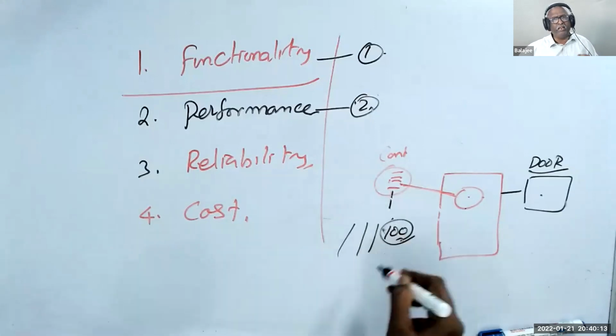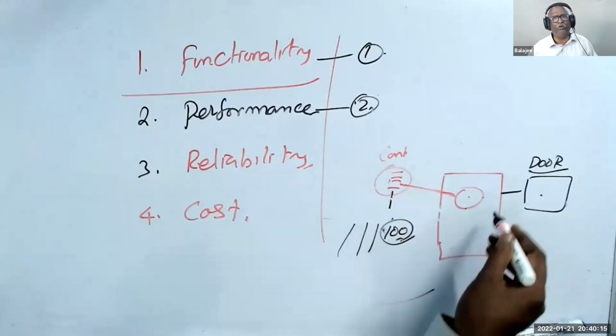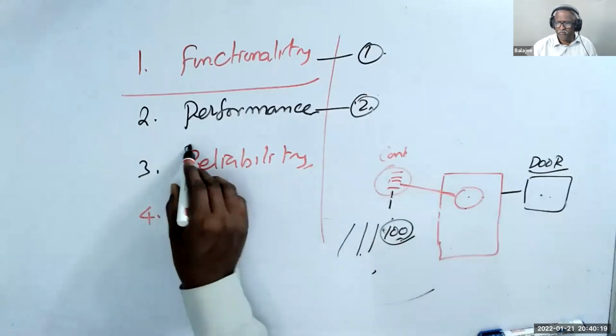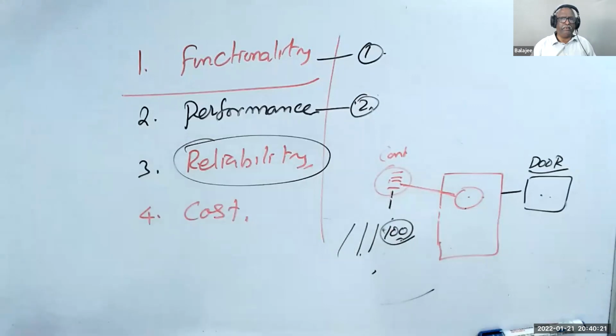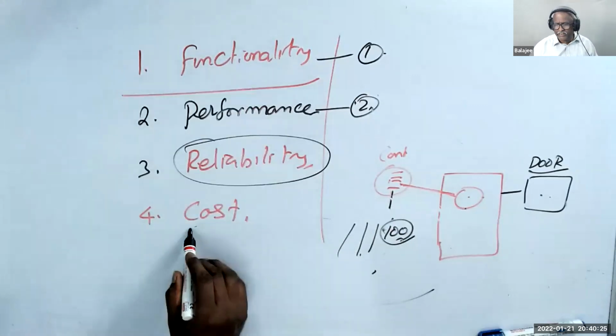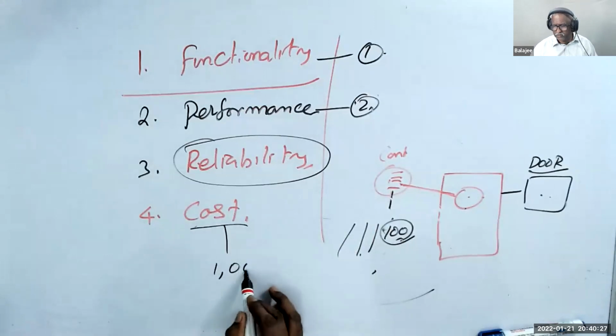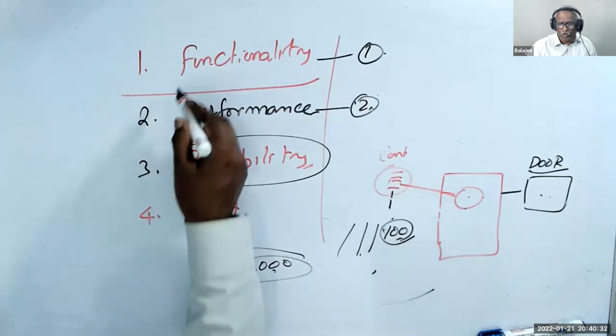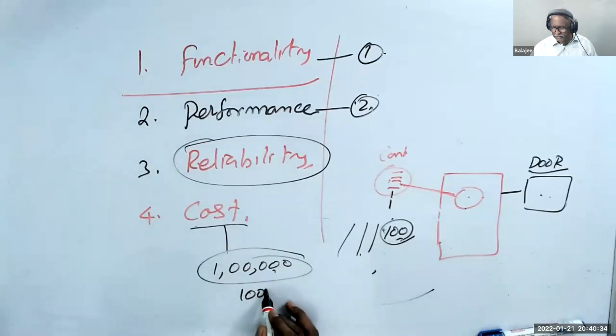They will do it repeatedly. I'll come and go, I'll come and go, I'll come and go. Even after all 100 times, it should work properly. That is called reliability. But for achieving all these things, you cannot just say that it costs about 1 lakh rupees. Nobody will buy it. If you say, hey, they're all good, I pay you, it costs 1,000 rupees, people will buy it. That is cost.